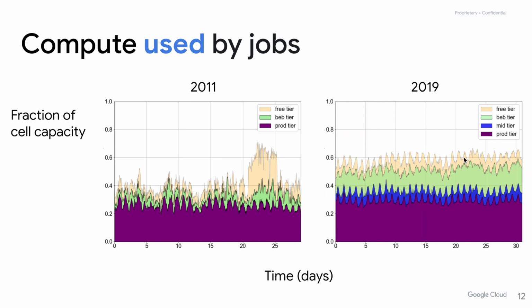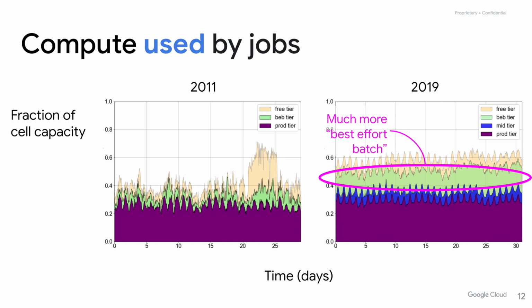An interesting observation, especially when you think about it from a utilization perspective, is the fact that there are a lot more best effort batch jobs in 2019 as compared to 2011. All of this is in aggregate. So for example, for 2019, it shows the aggregate among all 8 cells.